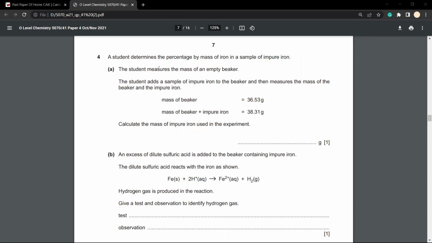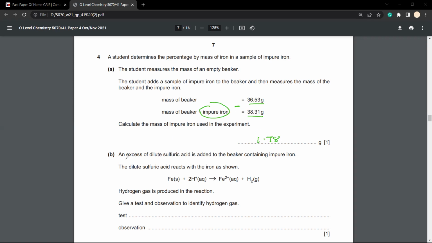Now the A part is: the student measures the mass of an empty beaker. The student adds a sample of impure iron to the beaker and then measures the mass of the beaker and the impure iron. So this is the mass of a beaker and this is beaker plus impure iron. When you subtract both values from one another, we will be getting the mass of impure iron. On subtracting, we are getting the answer 1.78 grams.